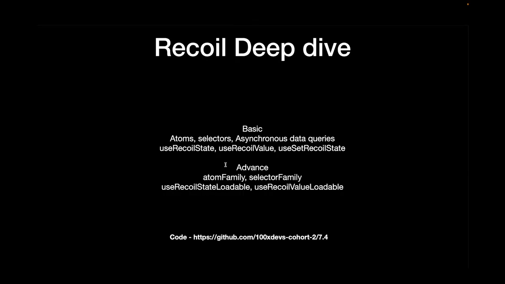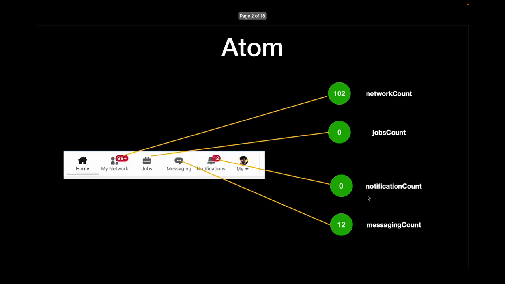All right, cool. So what are we discussing today? We're discussing atoms, selectors, asynchronous data queries, useRecoilState, useRecoilValue, useSetRecoilState. All of this we've already covered in 7.2 other than asynchronous data queries. So this will be something new. In the advanced section, none of this we have covered until now. We will cover atomFamily, selectorFamily, useRecoilStateLoadable and useRecoilValueLoadable. These two are extra ways for you to get state. All right, let's get right into it.